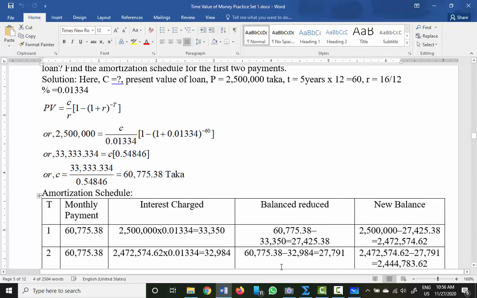So that's the answer, 60,795. Here I got 60,775. Why? A little lower, because you may get a little higher or a little lower depending on the figure you have used. Here I have used only 54846, that means up to 5 decimal points, right? But when I did the calculation now, I used the full figure. That's why there is a little fluctuation, which doesn't really matter.